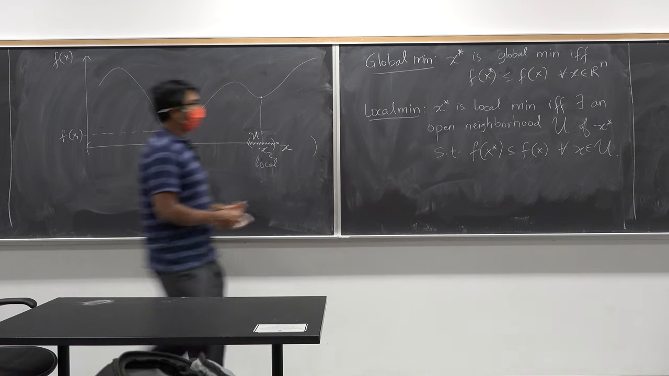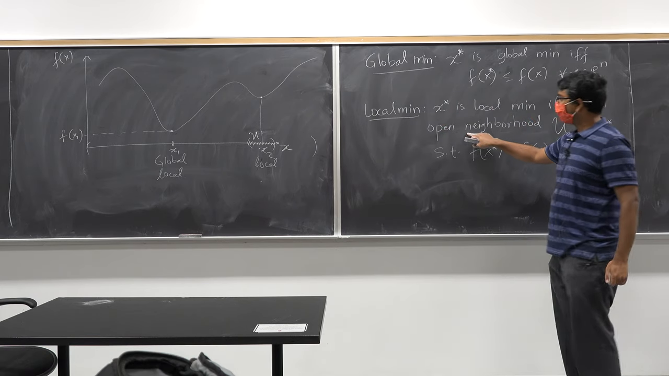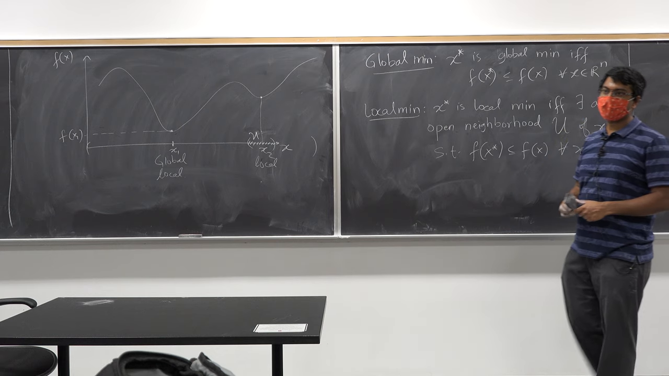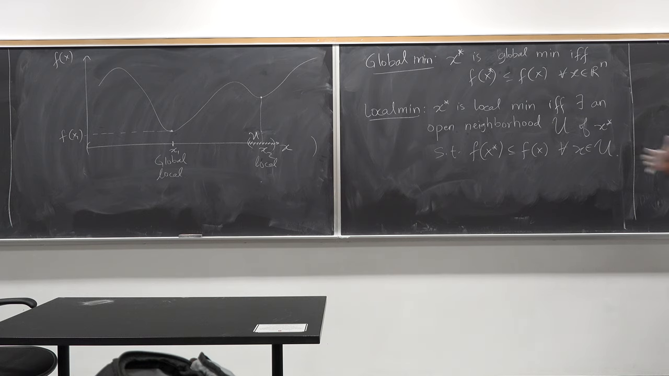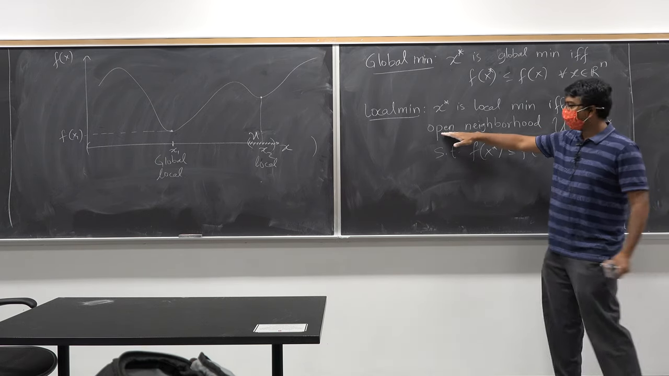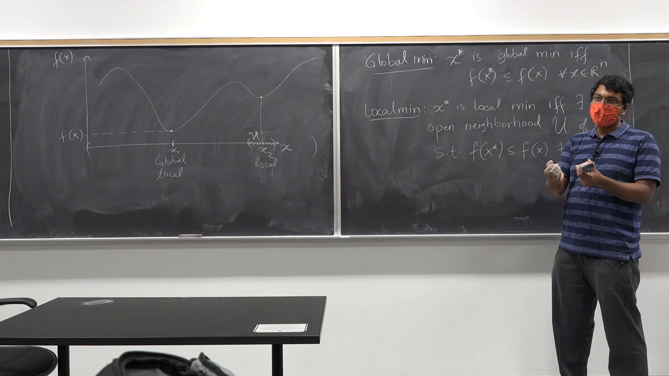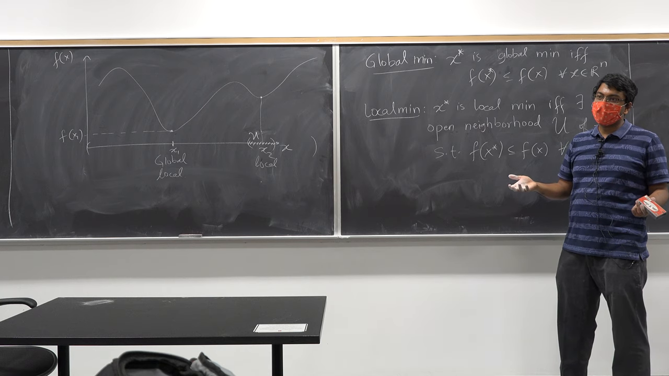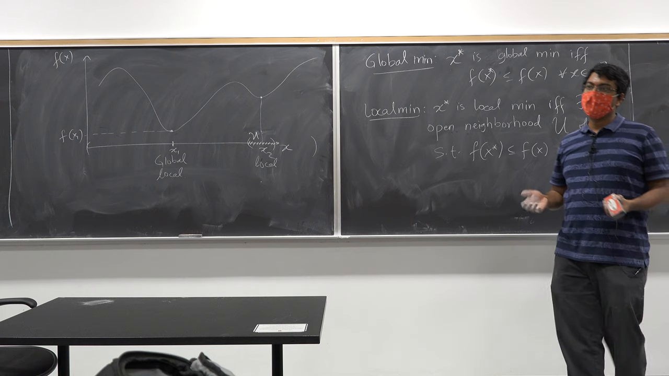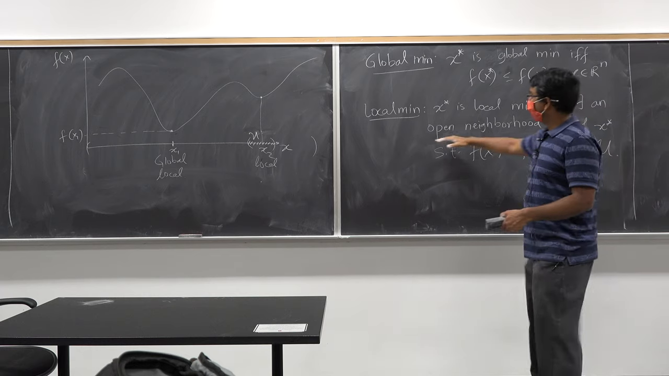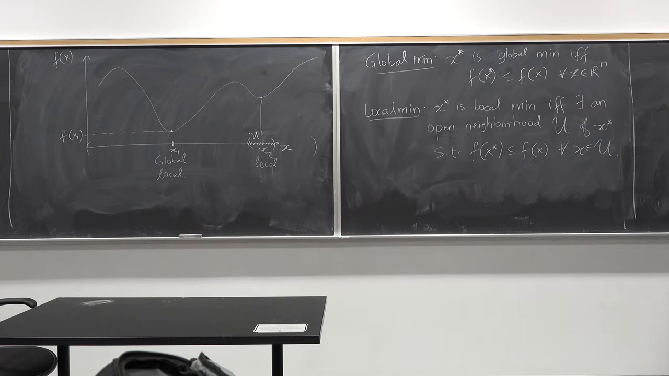The reason why you need an open neighborhood is because a closed neighborhood can contain just one point. Just x star itself is a closed neighborhood of x star. So it doesn't allow you to look outside of x star. If I write any neighborhood without writing open, you can just let x star be that closed neighborhood, and then every point is a local minimum, and therefore the definition is not useful. For the definition to be useful, you want to be able to sit at x star, but look around at what the value of the function looks like. That's why you need it to be an open neighborhood, so that you have some notion of length, right?